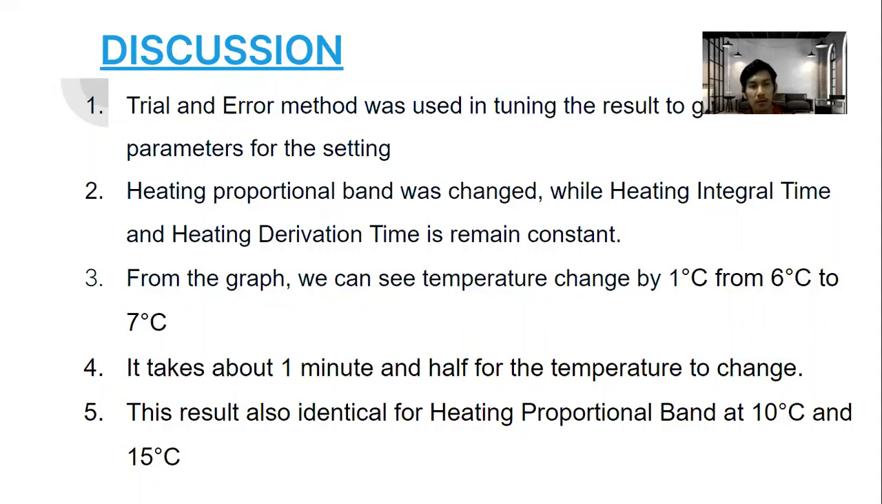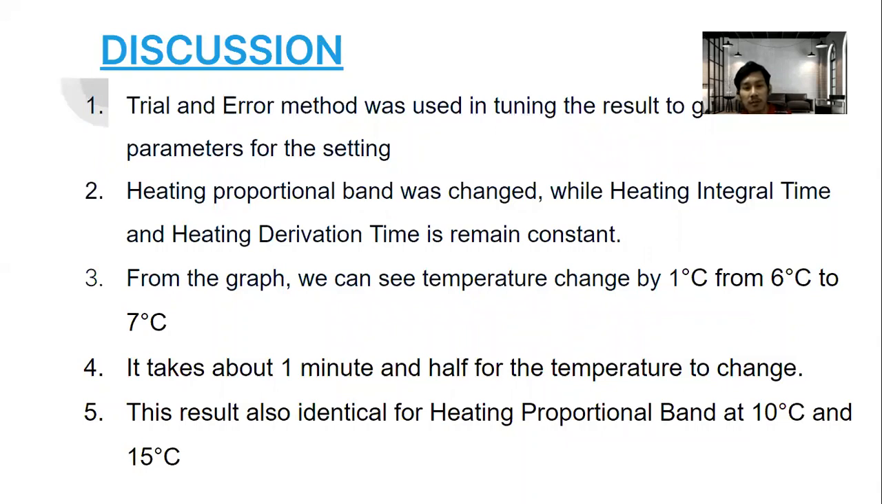I will continue with the discussion. For this experiment, like my friend said earlier, we use a tuning method. The tuning method we use is trial and error to get the best parameter for the setting. For the second one, the heating proportional band was changed while the heating integral and heating derivation time remained constant. The heating proportional band we changed from 5, 10, and 15 degrees Celsius, while the heating integral and derivation times are 2 seconds and 5 seconds.